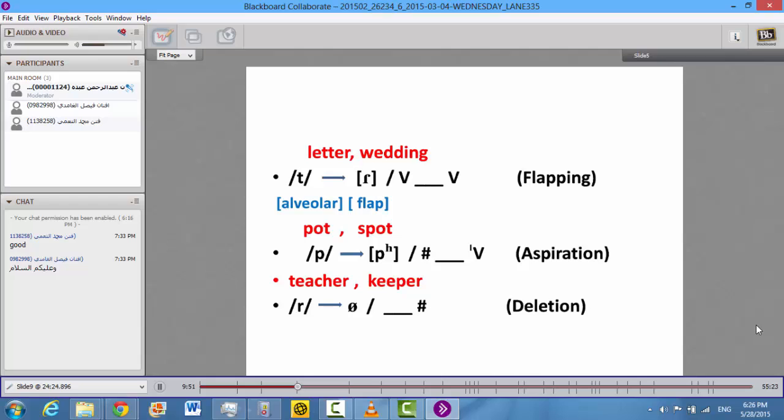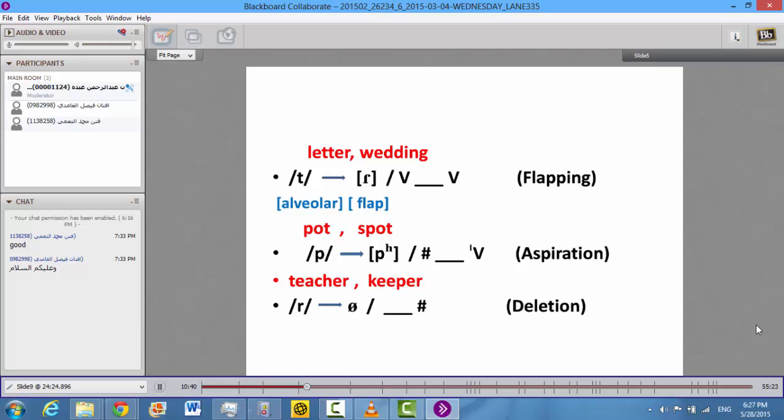Look at the words letter and wedding. Here we have these two words. When they are produced in the American accent, we say letter or weather. The ta is not produced as an alveolar ta, and the da is not produced as an alveolar da. But what we actually produce is a flap. So ta alveolar, between two slants, and then we have the arrow, it changes into a flap. This is a symbol enclosed between two brackets.